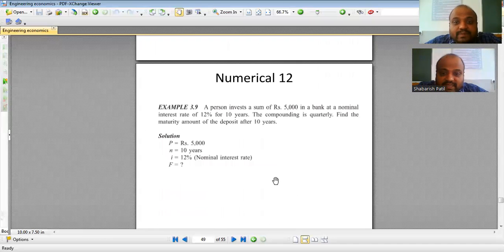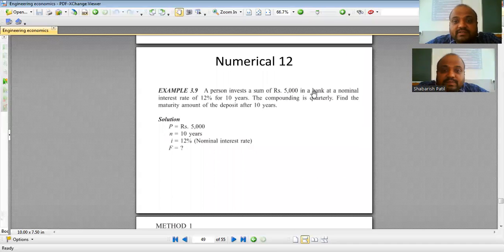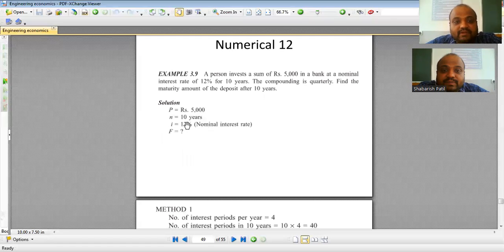Let us take another example. A person invests a sum of rupees 5,000 in a bank at a nominal rate of 12% for 10 years. The compounding is quarterly. Find the maturity amount of the deposit after 10 years. So you are also supposed to calculate the future value here. P is rupees 5,000, N is 10 years, and I is 12% nominal interest rate. Then what is your F equal to?